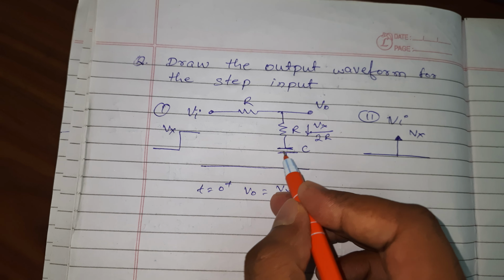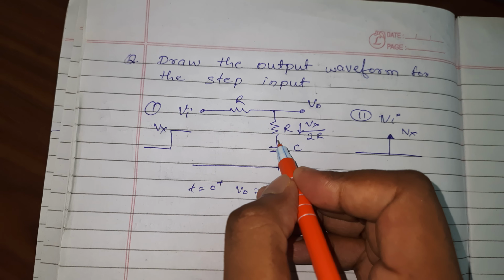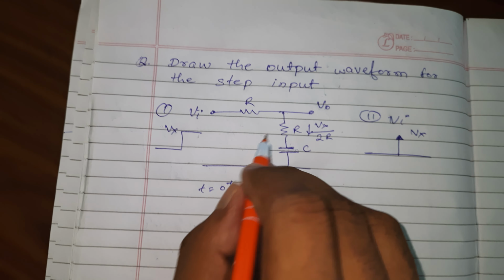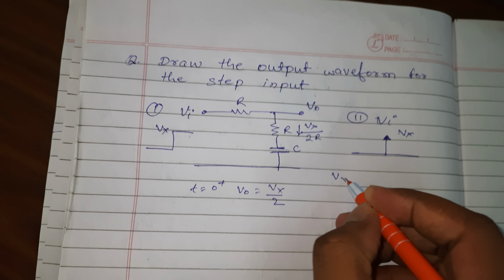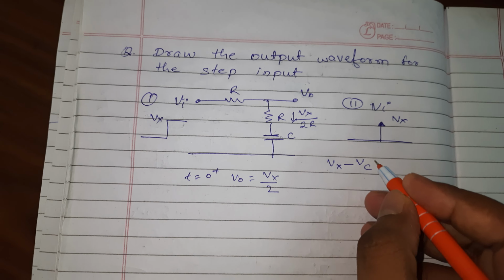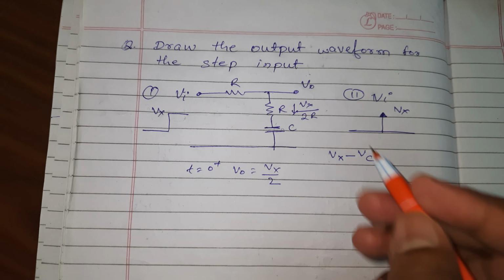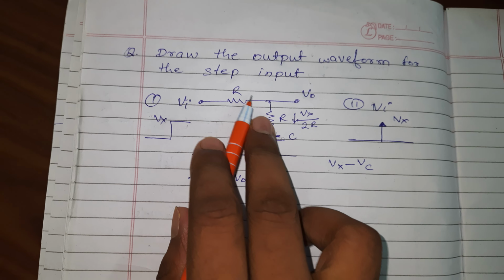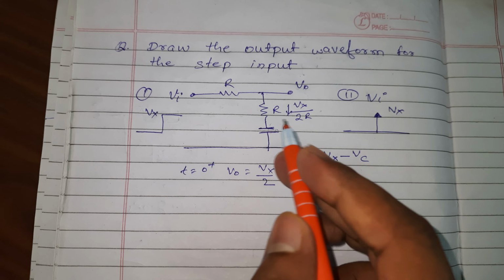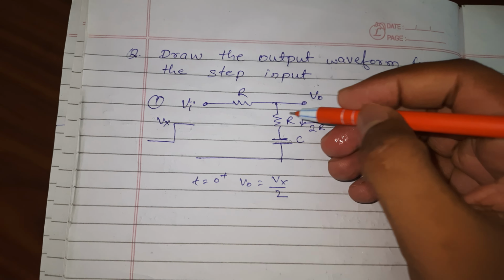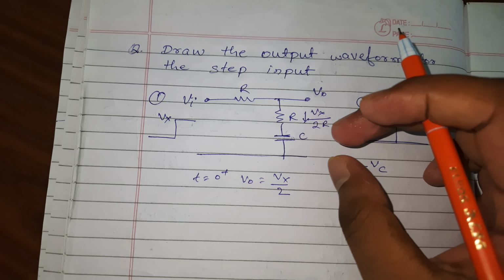And as the voltage across this capacitor rises, the total voltage across these two resistors will decrease. The voltage across these two resistors will be Vx minus Vc. So as Vc rises, voltage across this resistor will decrease, and hence the current going into this resistor and ultimately to this capacitor will decrease. So current goes to the capacitor, voltage increases, which further decreases the current, and eventually the current will become 0.